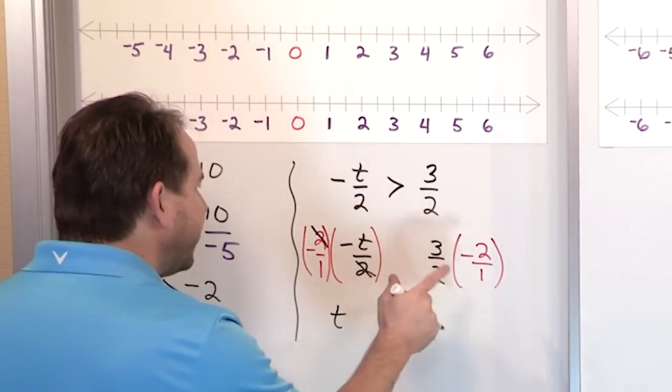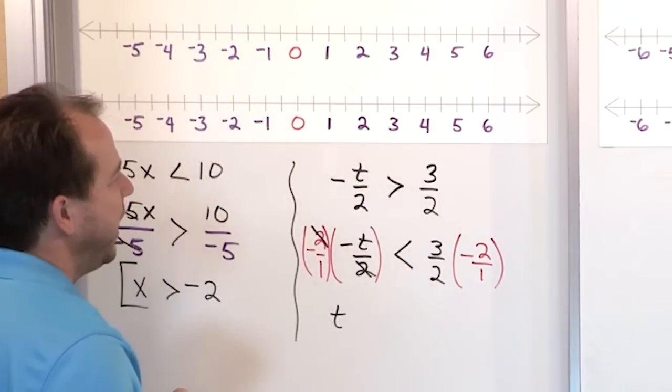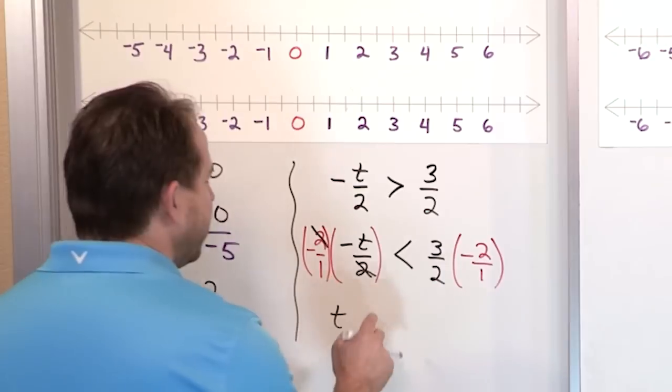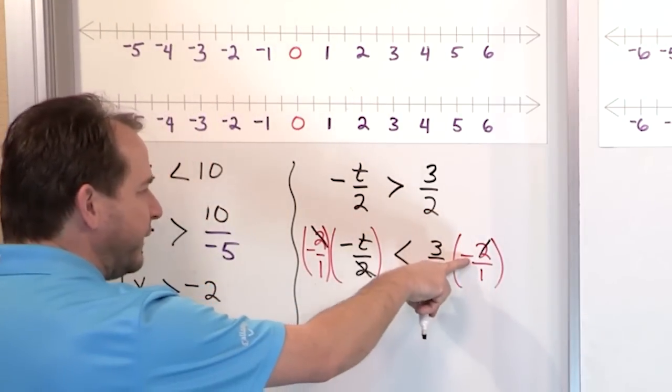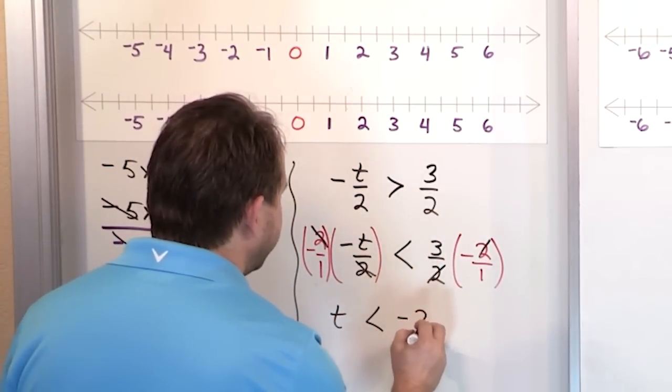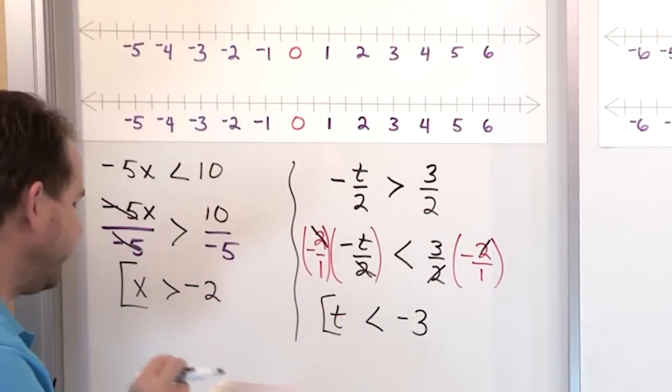But when we do this multiplication, we must flip the sign of this inequality. So we'll have less than, and what do we have here? The 2 cancels with the 2, but now we have a negative times 3, which means negative 3. This is the final answer. It works exactly the same.